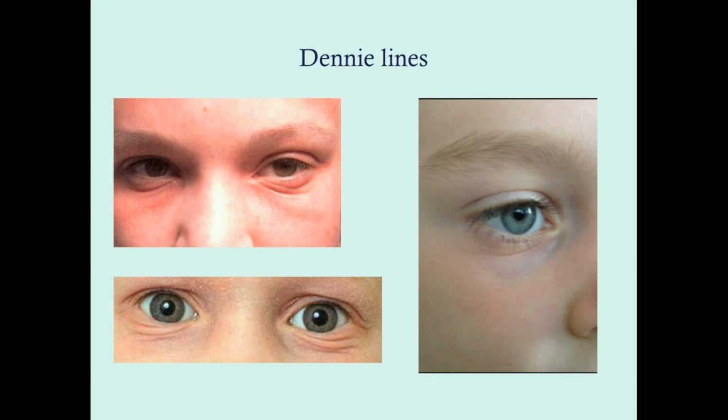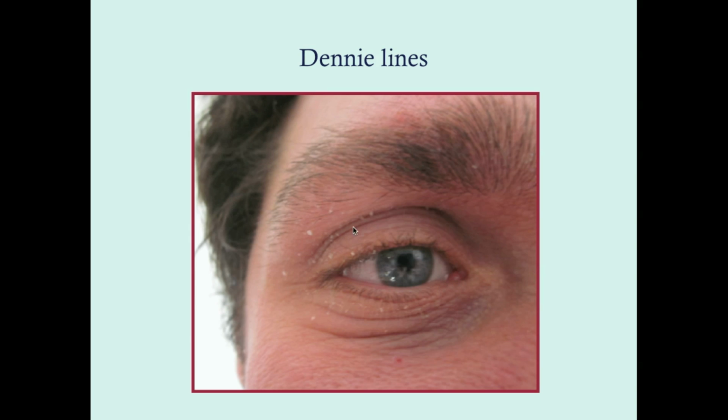Alright, and these are the Dennie lines. So these are just creases underneath the eyes, and they extend from the medial canthus outwards, roughly parallel to the lower lid. And you can see that this child has an allergic shiner too on this side. This is somebody who not only has the Dennie lines, but has what appears to be eczema, or some kind of atopic dermatitis, maybe.